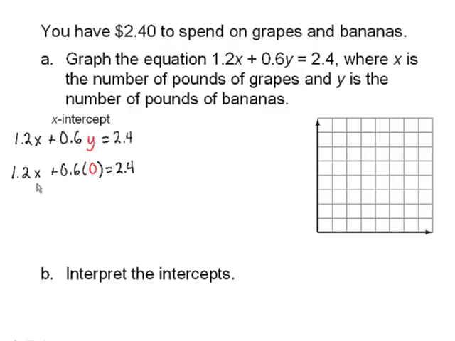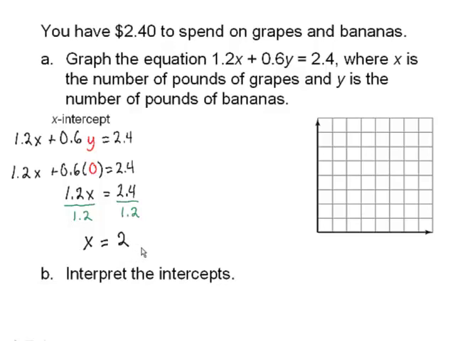1 2/10 x plus 6/10 times 0 is 1 2/10 x. Now we need to divide each side by 1 2/10 to get the variable x by itself. 1 2/10 divided by 1 2/10 is 1 times x, which is x. And 2 4/10 divided by 1 2/10 is 2. So the x-intercept is 2.